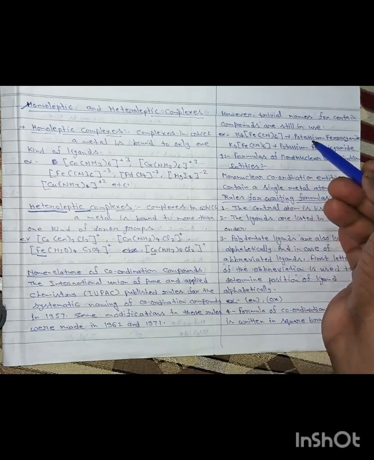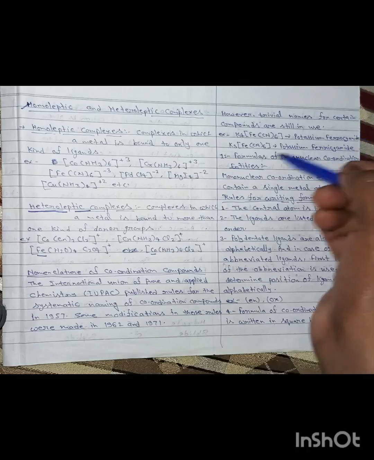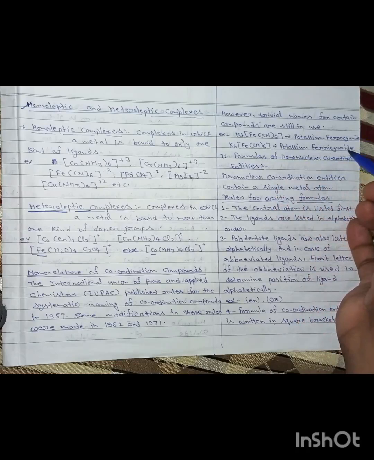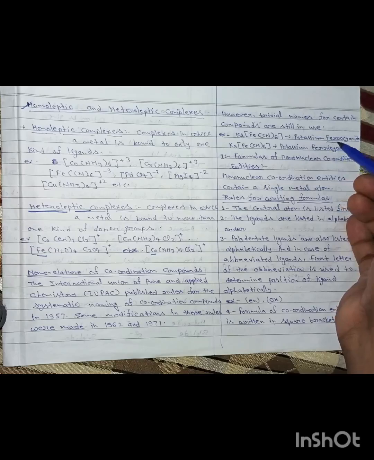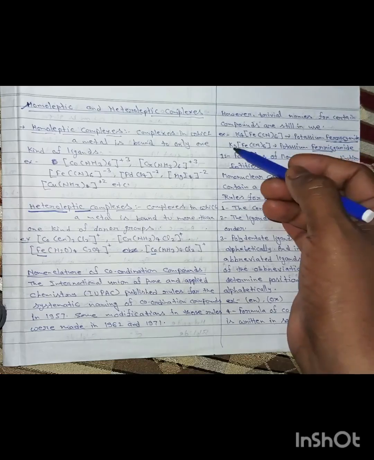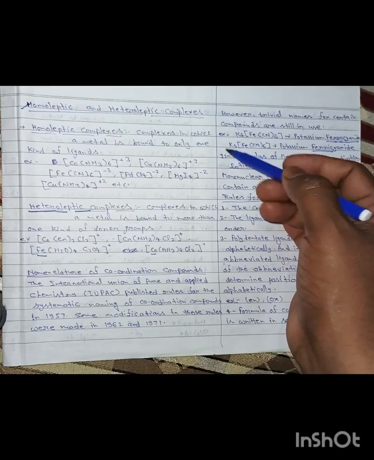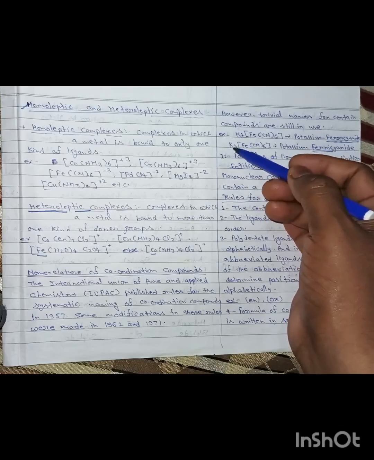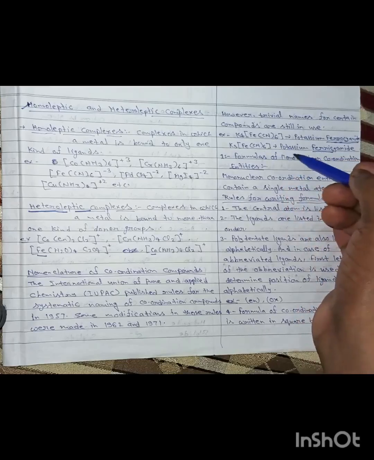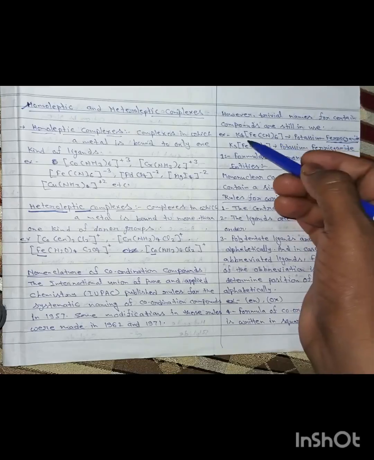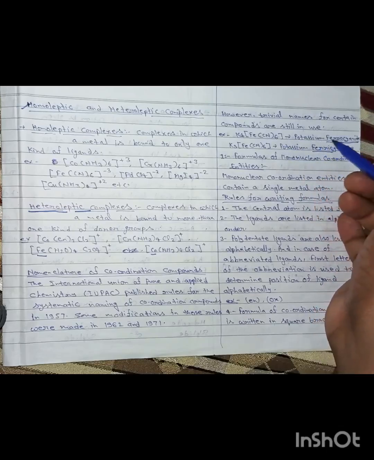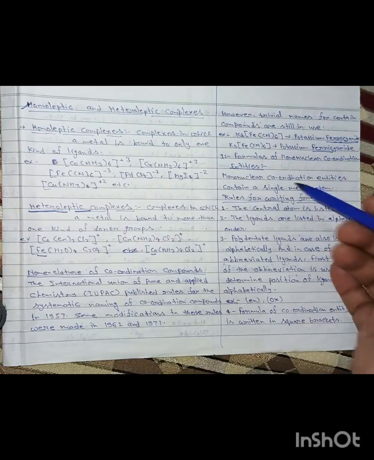K4[Fe(CN)6], which is known as potassium ferrocyanide, and K3[Fe(CN)6], which is known as potassium ferricyanide. So when K3 is attached to this coordination entity, it is known as potassium ferricyanide, and when K4 is attached to the coordination entity, it is known as potassium ferrocyanide.